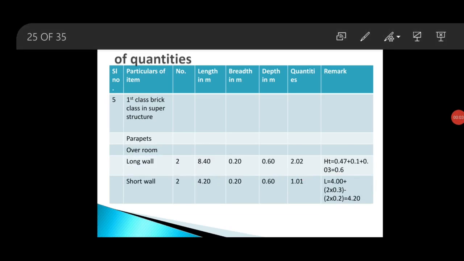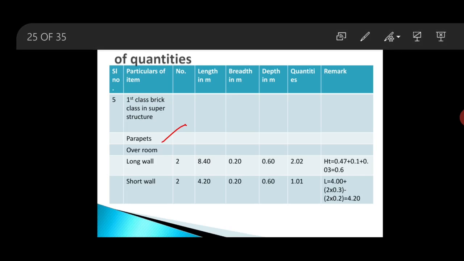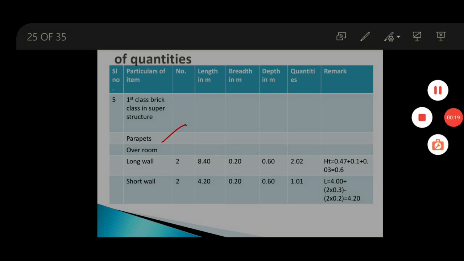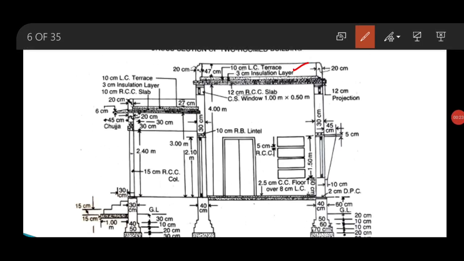Then we will go for calculation of brickwork in parapets. So this parapet is provided above the room as well as above the veranda. So you can see the sectional detail of the diagram. So see here, this is the parapet which is provided above room, and parapet is also provided above the veranda portion, and this parapet will cover the entire room and it is of width 20 centimeter.